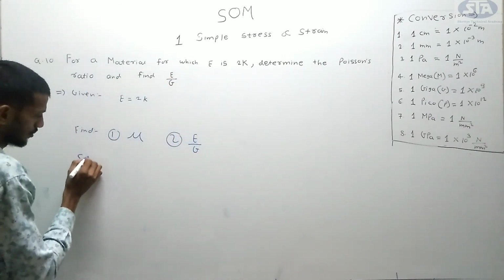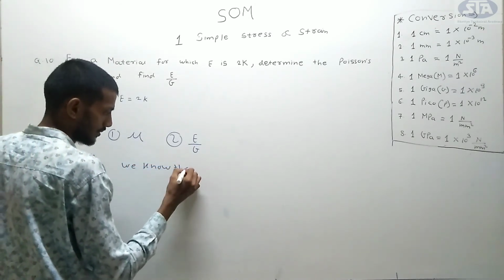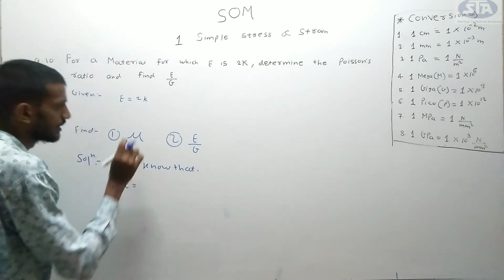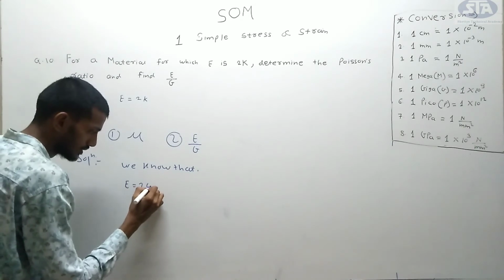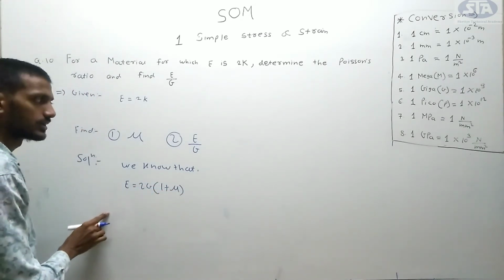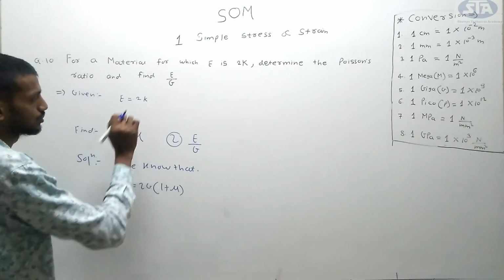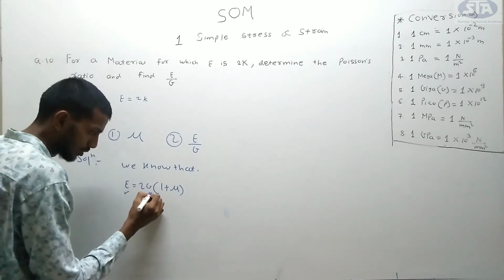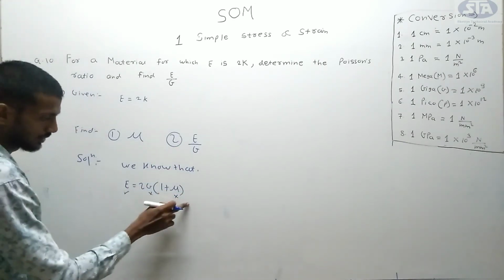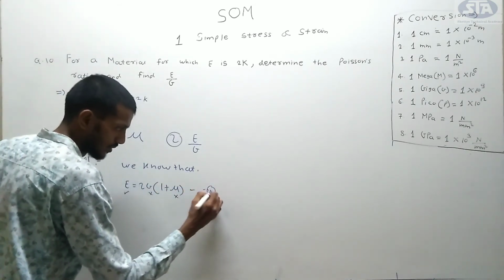Now for the solution, we know the relation between E and G, that is E is equal to 2G into 1 plus mu. If we directly use this relation, what do we know here? We know the value of E, which is 2 times K. We don't know the value of G, and we don't know the value of mu. So we can't use this equation right now. Consider this as equation number 1.